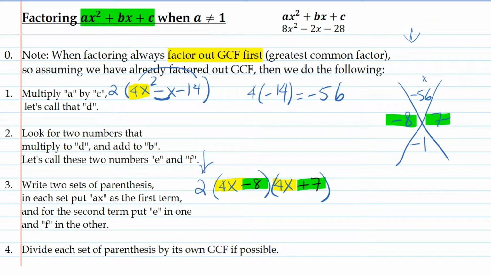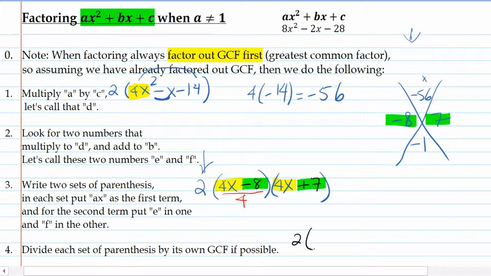Last step, look for a GCF within each set of parentheses. The first one, 4 goes into both. Second one, there is nothing. We are almost done. So we have our 2, the original GCF that goes into everything. And now we're left with x minus 2 times 4x plus 7, and we're done.